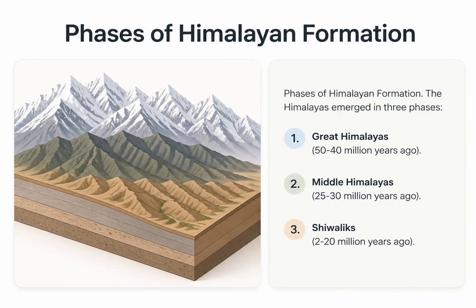The Himalayas did not just pop up all at once. They are a series of parallel ranges that formed in distinct phases. The first phase, 50 to 40 million years ago, created the towering Great Himalayas. The second phase, about 25 to 30 million years ago, pushed up the Middle Himalayas. Finally, the outermost range, the Shiwaliks, formed in the last phase, between 2 and 20 million years ago. We even find similar fossils in the Shiwaliks in Tibet, showing their shared geological history.